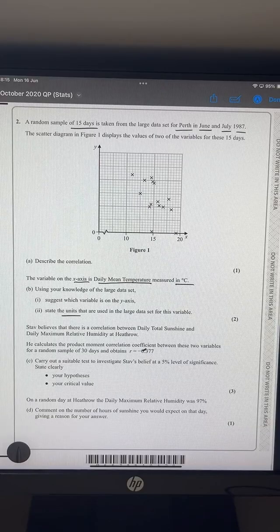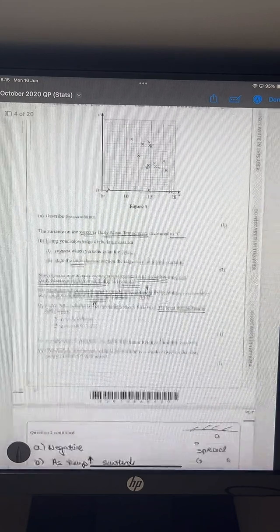Alright, cool. So, next one. Stav believes that there is a correlation between daily total sunshine and daily maximum relative humidity at Heathrow. So there are two different variables here, and it's a different location. He calculates the product moment correlation coefficient, so that's r, between these two variables for a random sample of 30 days, so that's n, and obtains r equals negative 0.377. Carry out a suitable test to investigate his belief at a 5% significance level. Clearly state your hypothesis and your critical value. So, is this a one-tailed or a two-tailed test, guys? Reading the question.